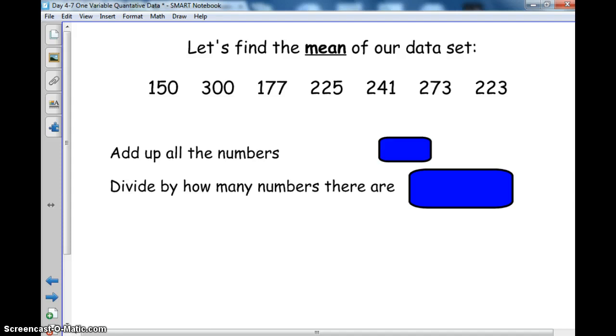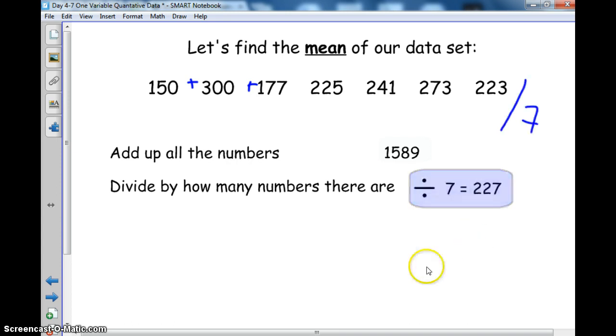So let's find the mean of this data set. The first thing we've got to do is add up all the numbers. We'll get 1,589. Now we've got to divide by the total numbers. There are 7 numbers, so we'll divide 1,589 by 7 and get 227.